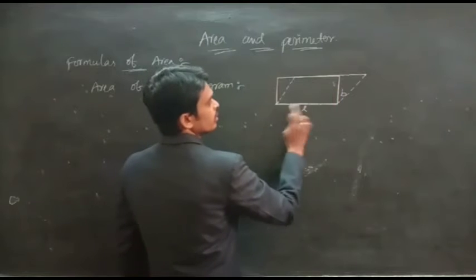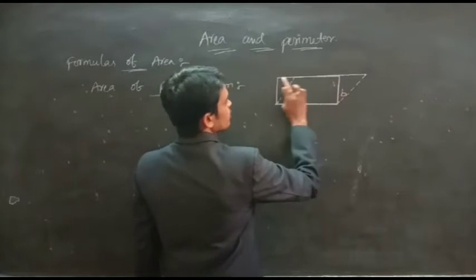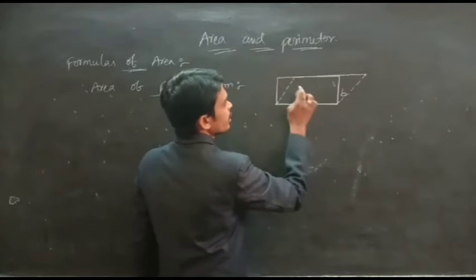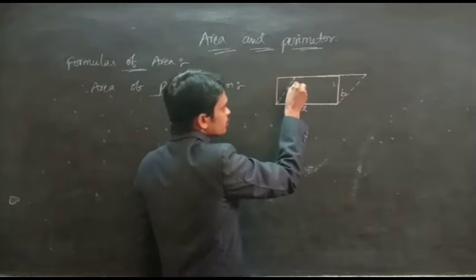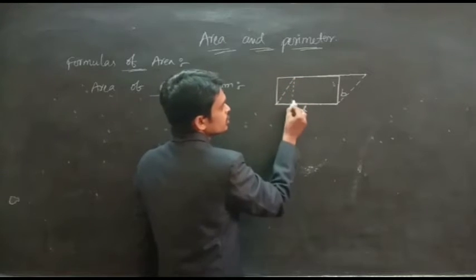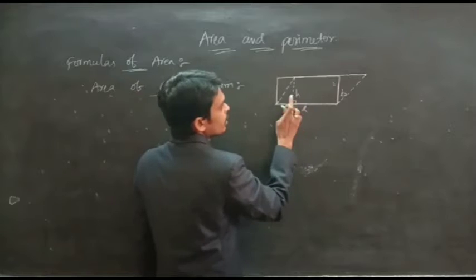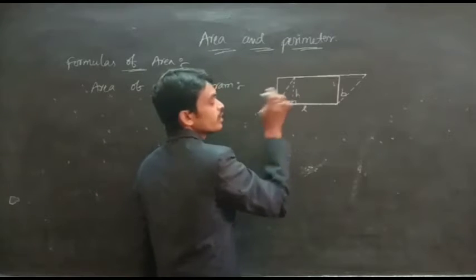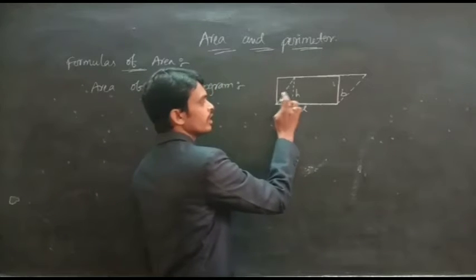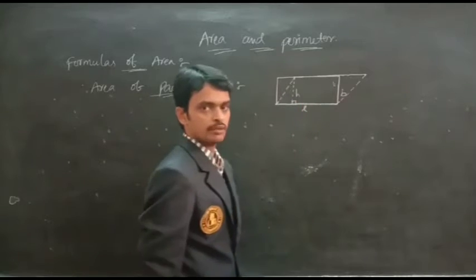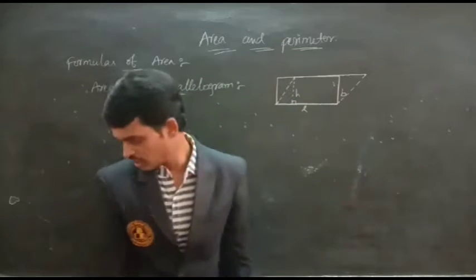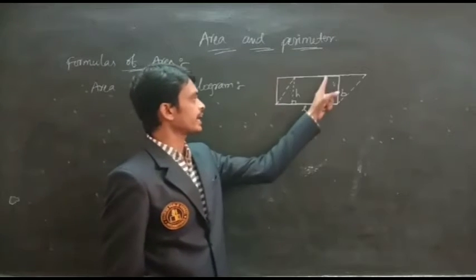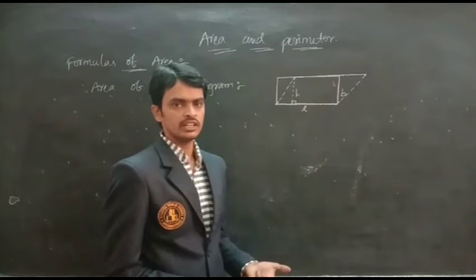See, look at here. This is the length of rectangle, and this is the base of the parallelogram. And here, this is the height of the parallelogram, and both are same, which is the breadth of rectangle. Length and base are also the same, by using these two figures. Now we know that the area of rectangle and the area of parallelogram are the same.